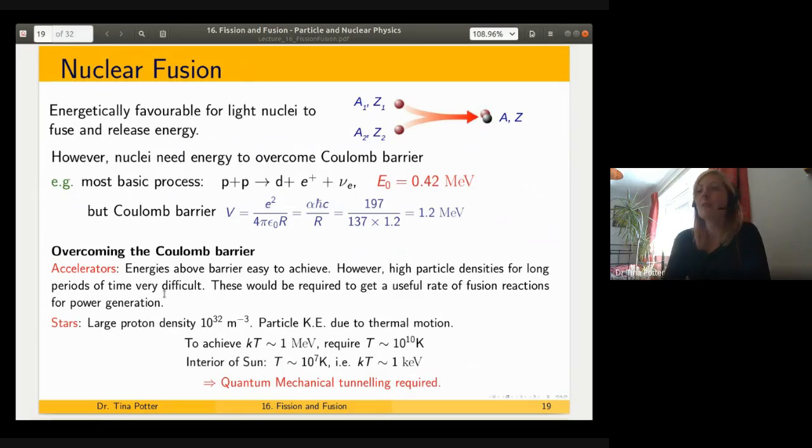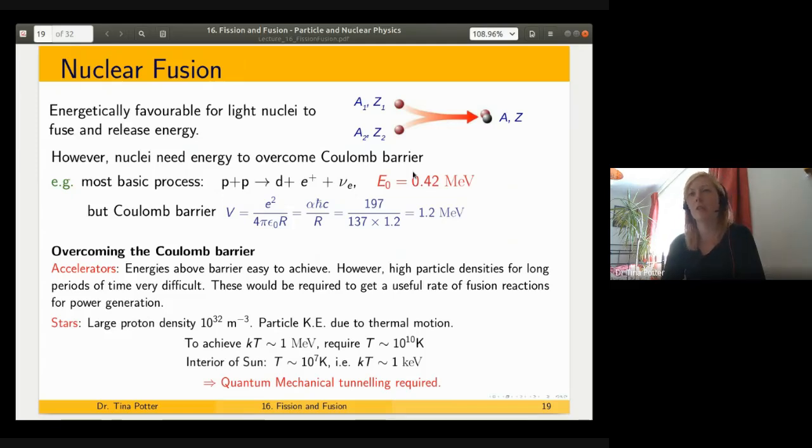So if you consider the simplest process that we could do here, 2 protons to give us a deuteron, we need to overcome the Coulomb repulsion between these two like-sign protons. The Coulomb barrier there is about 1.2 MeV between 2 protons, if they're about 1.2 femtometers away from each other. And the energy released in this interaction is 0.4 MeV. So that's a fusion barrier of about 0.8 MeV that it has to overcome.